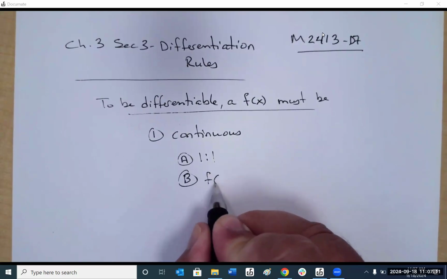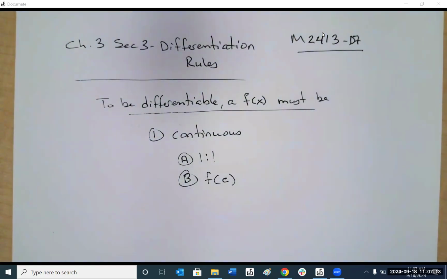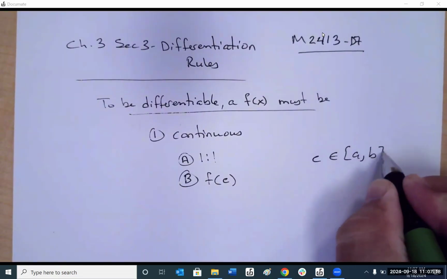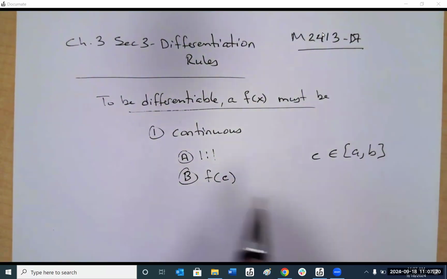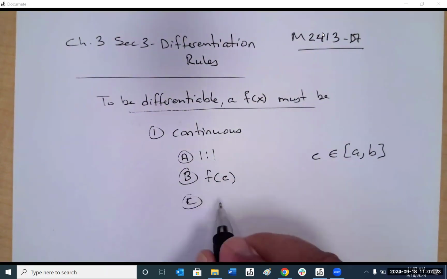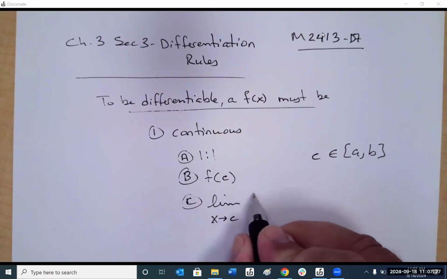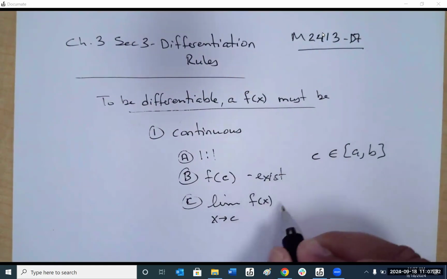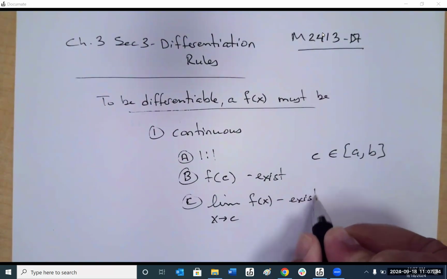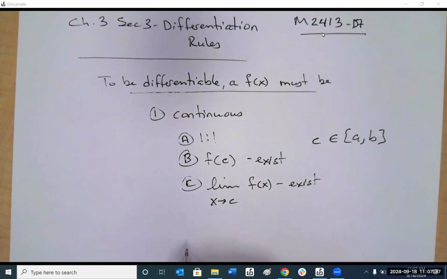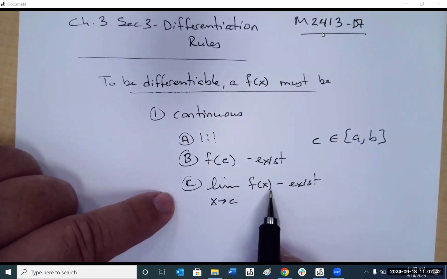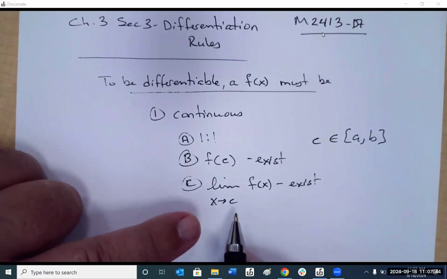In other words, the function has to exist for any value c inside some closed interval. The limit of the function as x approaches that c has to exist. Now, we haven't finished this one. What does this mean? If the limit of the function exists as x approaches c, what does that tell us?